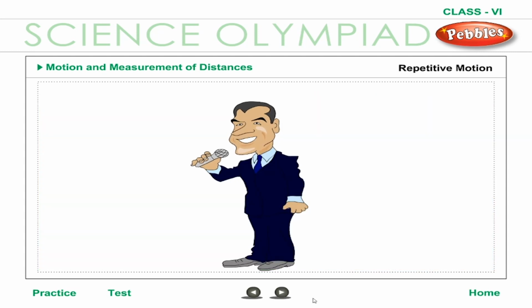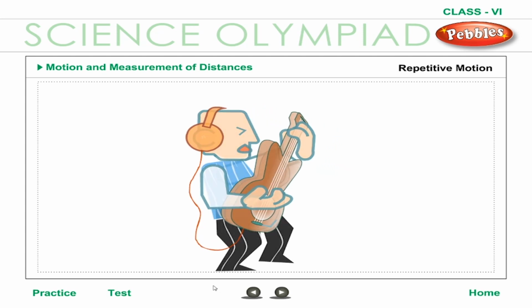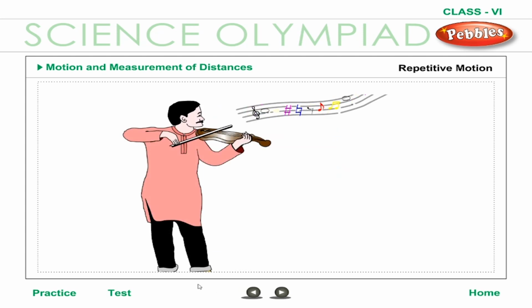Repetitive motion. Movement of lips while speaking, flickering of eyelids, the fingers of a person playing a guitar, violin or harmonium are some examples of repetitive motion. All periodic motions are repetition, but all repetitive motions are not periodic.